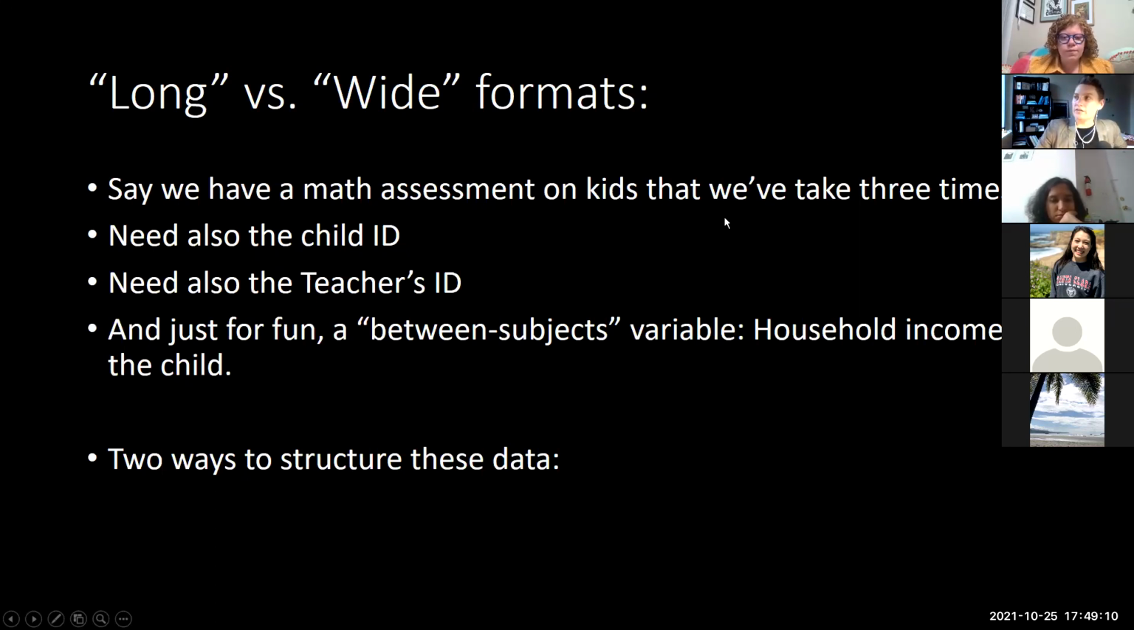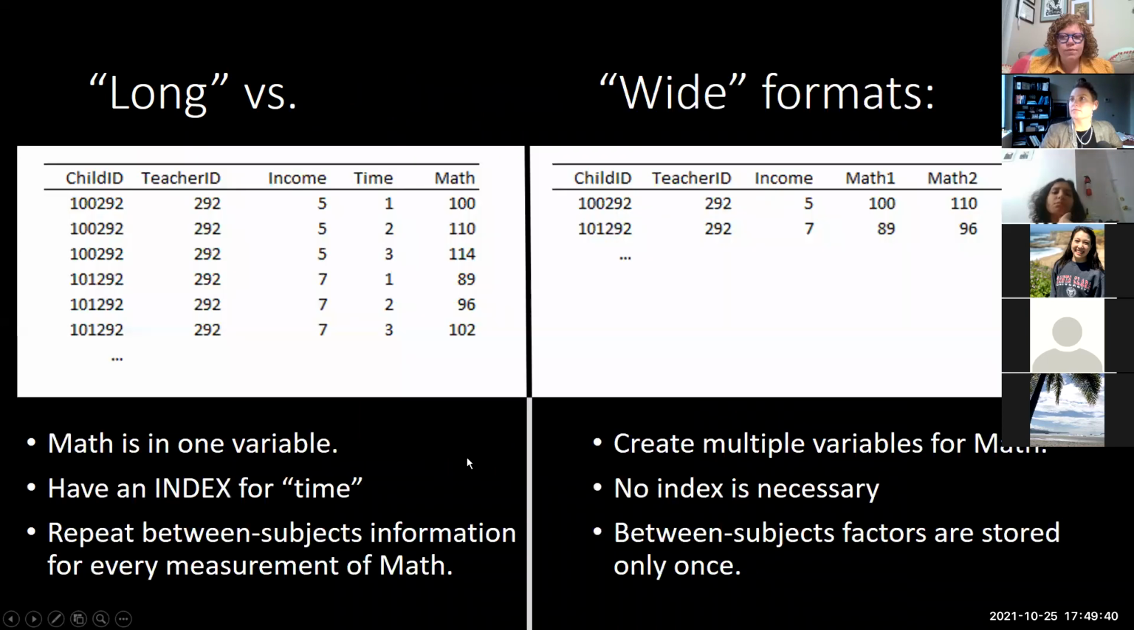So I have another example where I have a math assessment on kids and I've assessed them 3 times on math. I need a couple of things. I don't just need math assessment, I also need the child ID and I need the teacher's ID. And for fun, I'm going to have a between subject variable, which is household income. So I have just this thing that varies by family. And so there's 2 basic ways to structure this data that look like these.